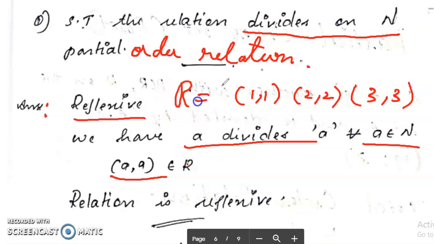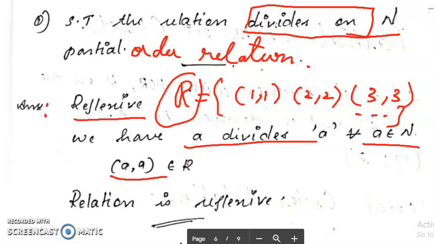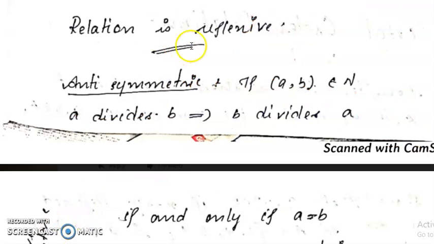So R contains all the elements which are of this form: (A, A) is an element of R. Therefore R is reflexive because the relation is defined like this. Here the relation is defined and we have to write the set R. Show that the relation, what is the relation? Divides on capital N. That means 1 divides 1, 2 divides 2, 3 divides 3 will be elements of R here. So now, therefore R is reflexive. First condition we have proved, okay?